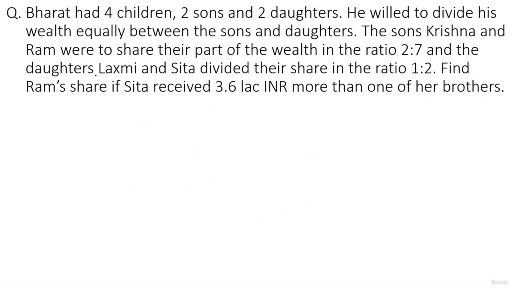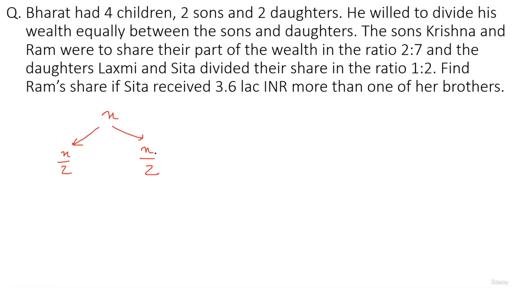Bharat had 4 children, 2 sons and 2 daughters. He willed to divide his wealth equally between the sons and daughters. Okay, मतलब suppose अगर हमने wealth को, if I'm solving it conventionally making equations, okay, we are going to assume some values for the wealth. Let's say his total wealth is X. Okay, between the sons and daughters. So sons will get X by 2, daughters will also get X by 2. Okay, combined. Sons get X by 2, daughters get X by 2 combined.